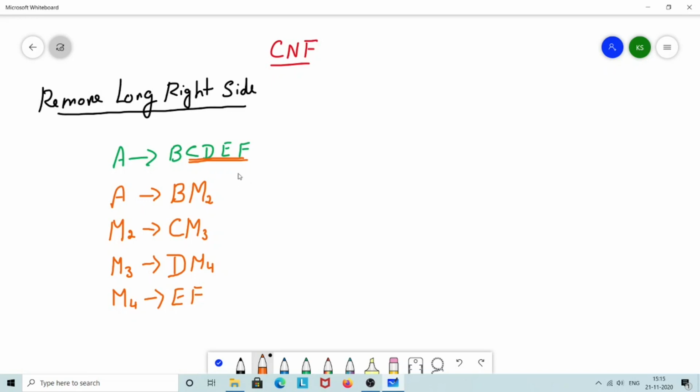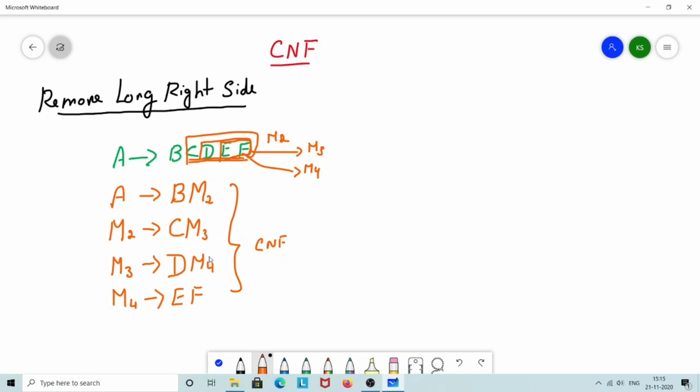So this is how we eliminate the long right hand side. Obviously the number of rules will increase, but it will be in Chomsky's normal form, right? So what did we do? We replaced this entire thing CDEF with M2, then replaced this DEF with M3 and finally EF with M4. So EF is M4. So this is the result I get, and it is in Chomsky's normal form.